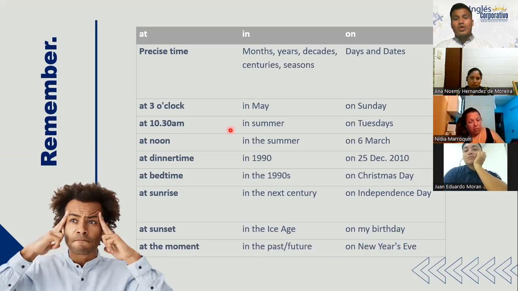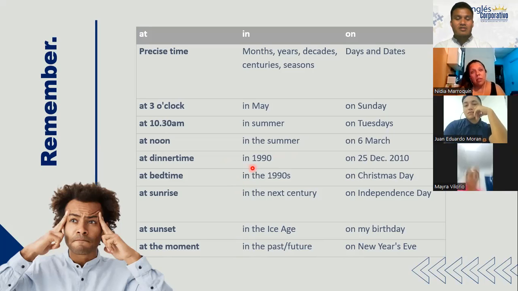So now, when we use in, we use it when we refer to months, years, decades, centuries, and seasons. For example, we have in May, in summer, in the summer, in 1990, in the 1990s, in the next century, in the ice age, in the past, in the future. Okay, now, another thing. Creo que ya todos sabían que los números in English we say 2 plus 2, right? Yes, teacher. All right, very good.